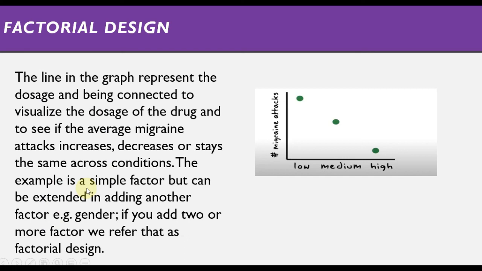The example is a simple factor but can be extended by adding another factor. Example, gender. If you add 2 or more factors, we refer to that as factorial design. Okay, so gusto kasi natin makita kung if magpasok tayo ng drug, is tataas ba siya or bababa ba siya? Okay? However, pwede din natin magpasok ng gender dito sa factorial design. Kung gusto natin malaman kung ang drug ba na in-administer natin ay mas mabilis na makapagpawala ng migraine ng participants kung siya ay babae or siya ay lalaki.